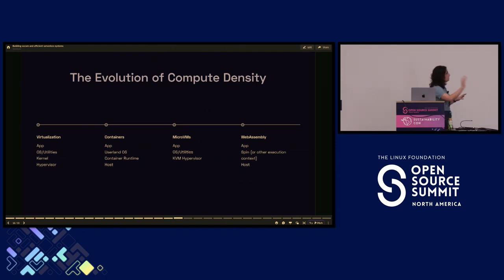And so we can think of this as evolutions of computation density, or evolutions of multi-tenancy. We went from virtualization, which allowed us with virtual machines to add more tenants to a single host. Then we went to containers, where now we can add dozens of workloads to the same host. And then MicroVMs with Lambda, now we can get up to 1,000. And WebAssembly brings us even further in that evolution.